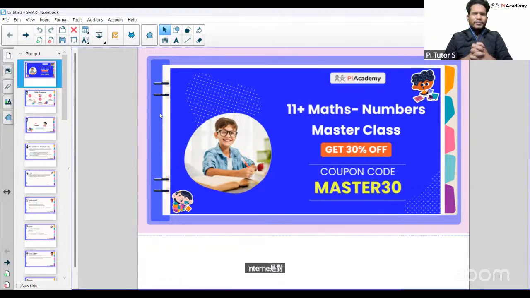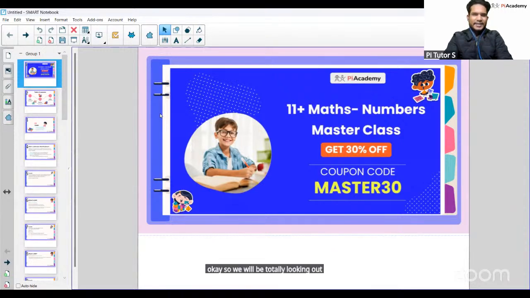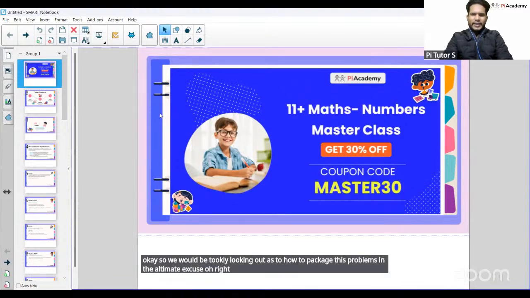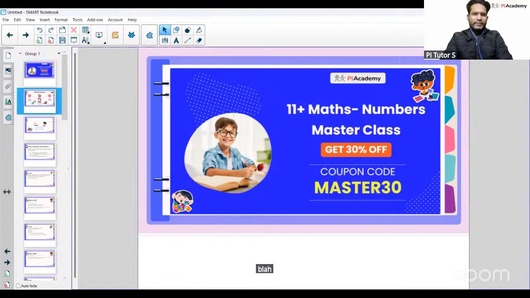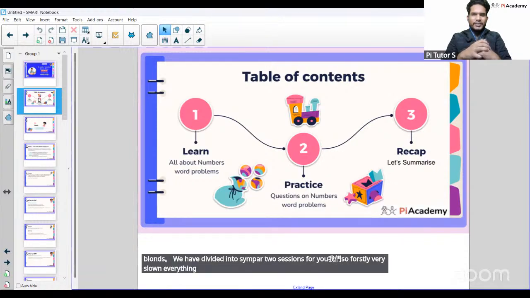So today we will be looking at numerous tips and tricks on how to solve such problems, and also how to approach and understand what these problems are all about, just to make your job much easier. We will be looking at how to tackle these problems in the ultimate exams. Within this masterclass, we have divided it into two simple sessions, followed by one last recap session.